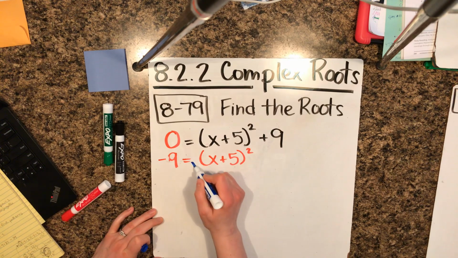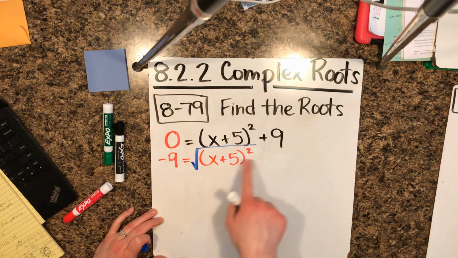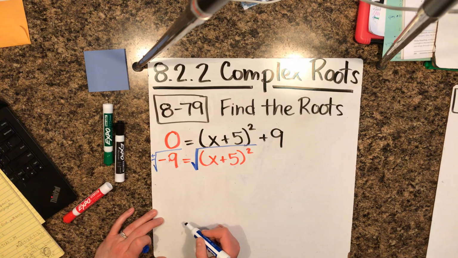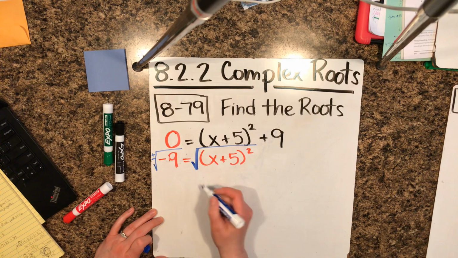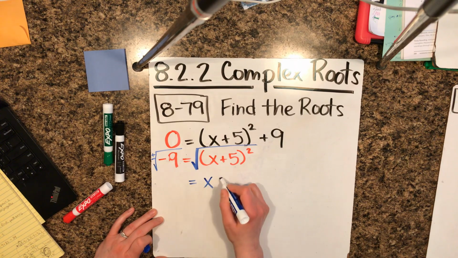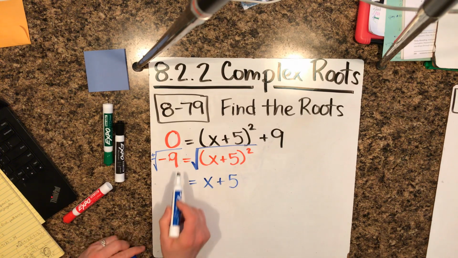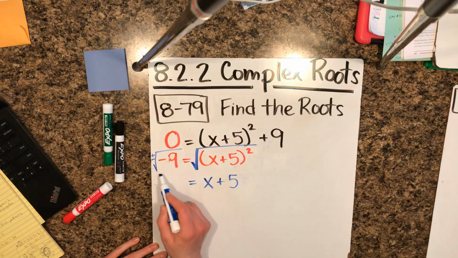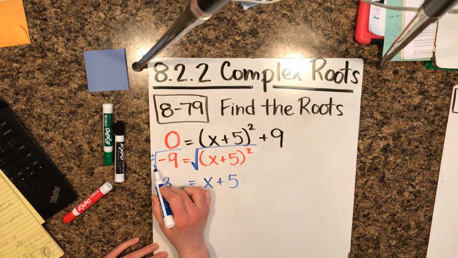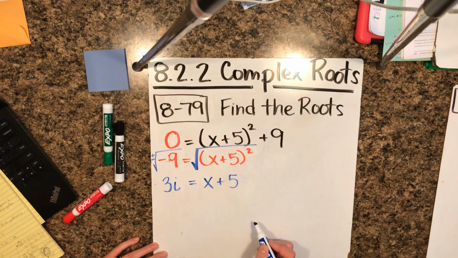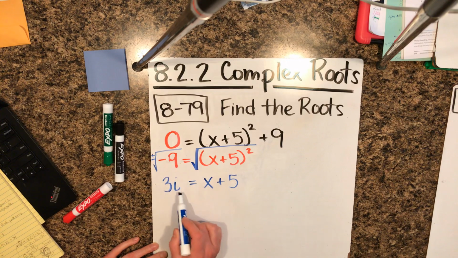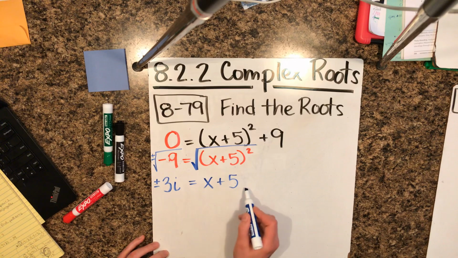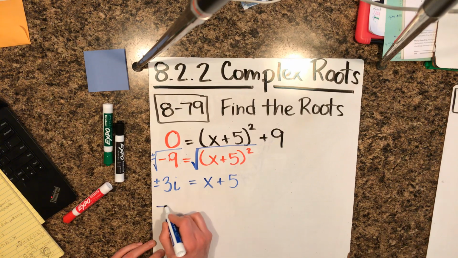Now remember, anytime we take the square root of something squared, the result is positive or negative, the square root of whatever this is. So on the right side, we get x plus 5. On the left side, we learned yesterday that the square root of negative 9 is the square root of 9, and the square root of a negative is i. Okay, so the square root of negative 9 is 3i. Can't forget about the plus or the minus. Okay, solving for x, I'm going to subtract 5 on both sides.